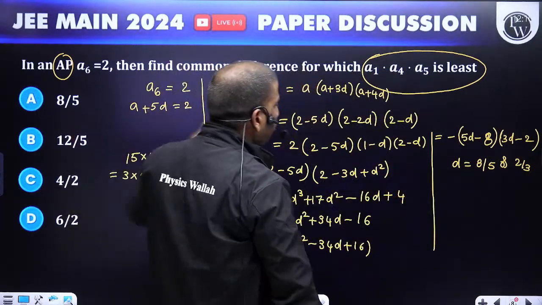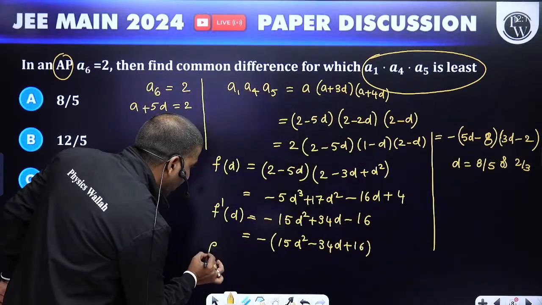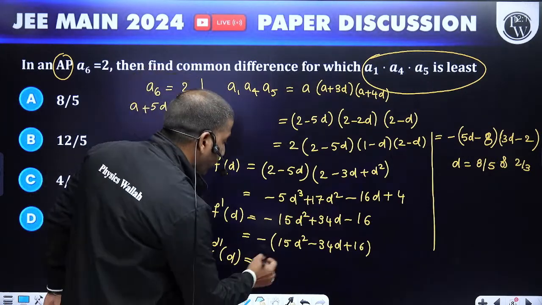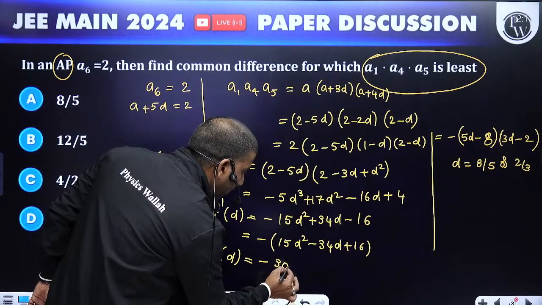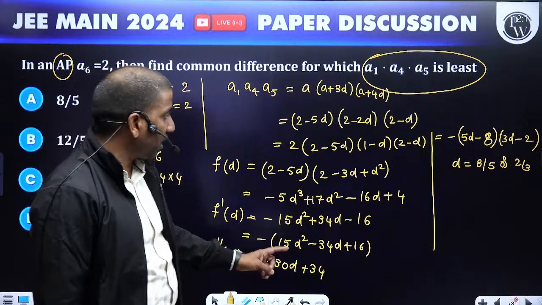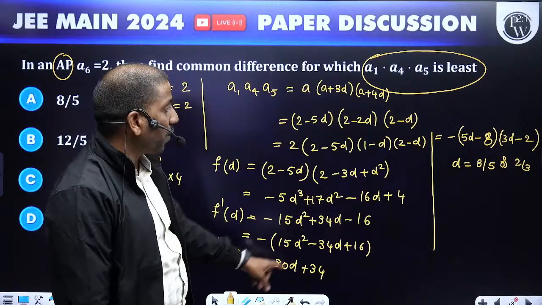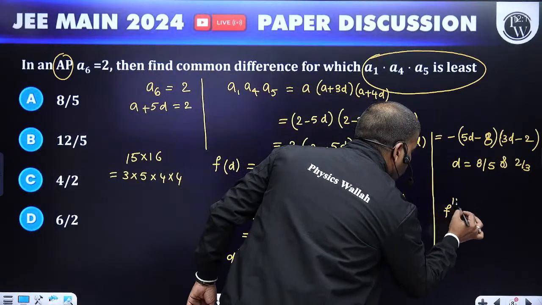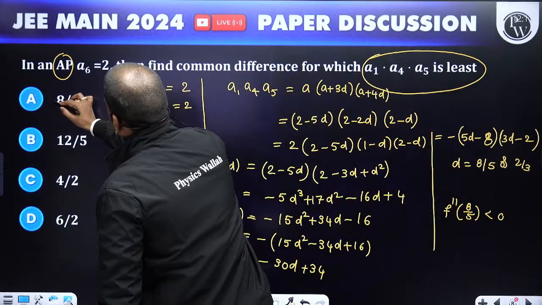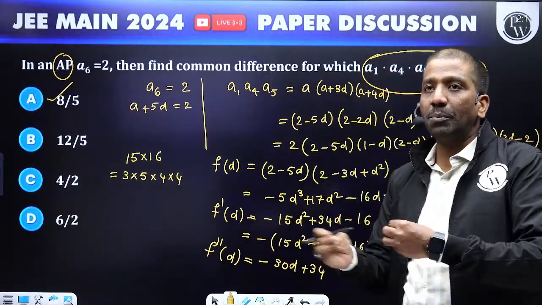But we have only one option, we can mark it. But we need to make sure it is a least. So for that, I will find the second derivative. The second derivative is minus 30d plus 34. So once you check 30 into 8 by 5, so 5 8s are 40, 34 minus 48 is a negative value. So that means f double dash of 8 by 5 is negative. So that means it is the least. 8 by 5 is the right answer, right? The calculation part. So how do we simplify the calculation?